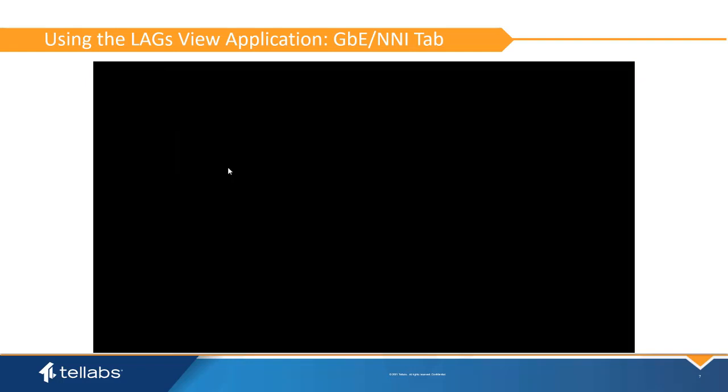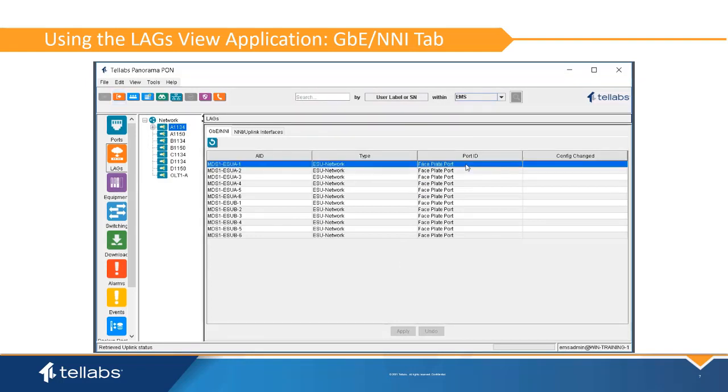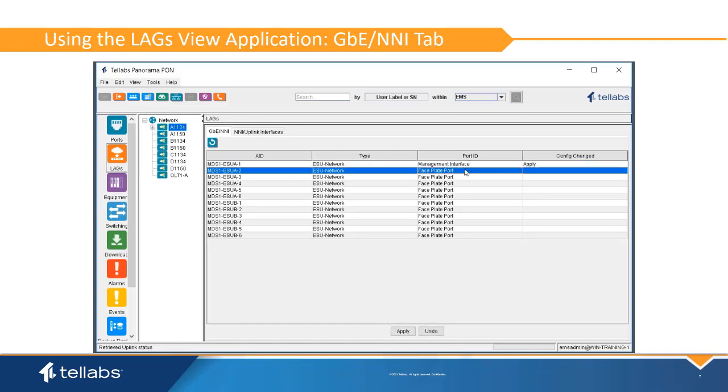Each port in the list is given a default port ID of faceplate port. This ID can be changed by double-clicking on the ID name and editing the field. Clicking Apply will save the new name.